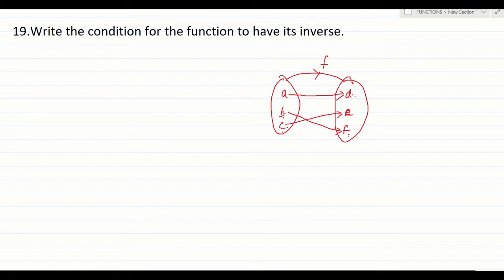Means every element in the second set has got one and only one pre-image. Isn't this so? D has got only one pre-image, that is a. F has got only one pre-image, that is b. Similarly, let's take one more example.